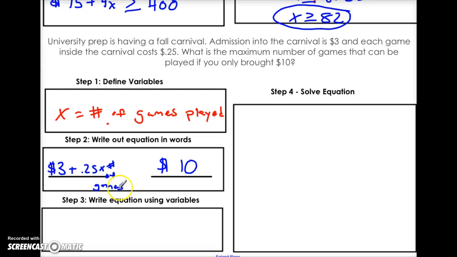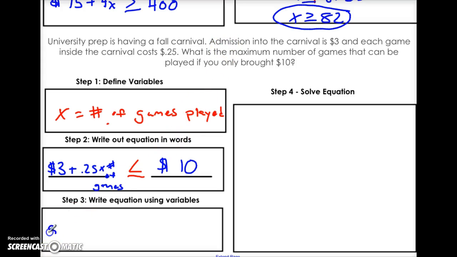Now, once again, we have to figure out what direction it's going to go in. So we know that this amount of money needs to be less than or equal to $10. Right? We can't spend more than the money we have, so the amount of money we spend has to be less than or equal to $10. It's important that you figure out which direction it goes in and figure out why, be smart about it.